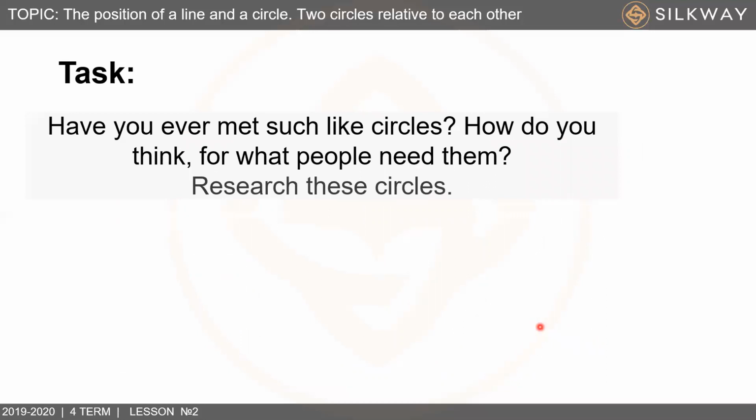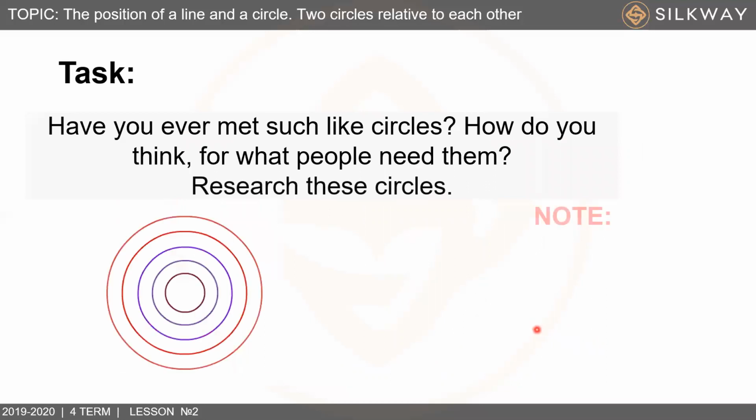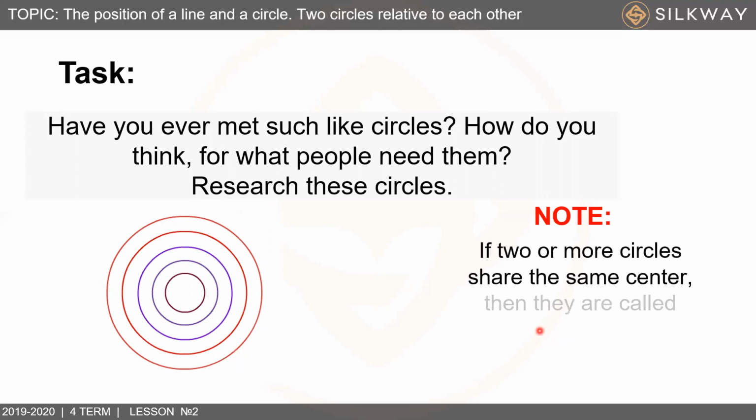Now you have a task for yourself. If two or more circles share the same center, then they are called concentric circles. Now, question: have you ever met such circles? What do you think, for what do people need them? Research these circles.